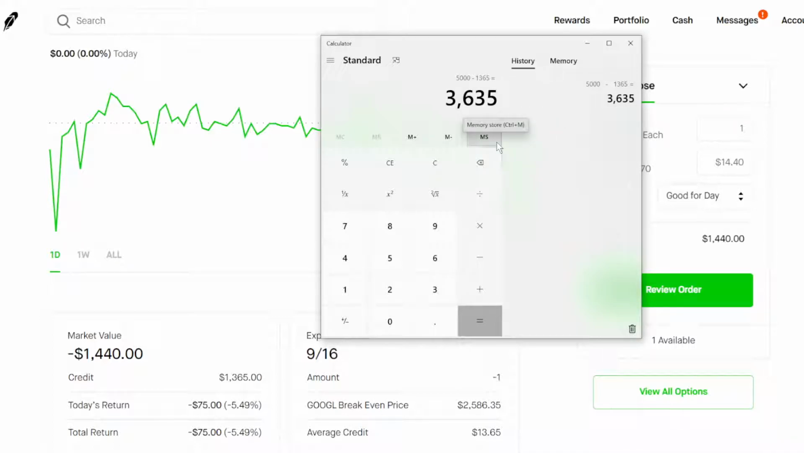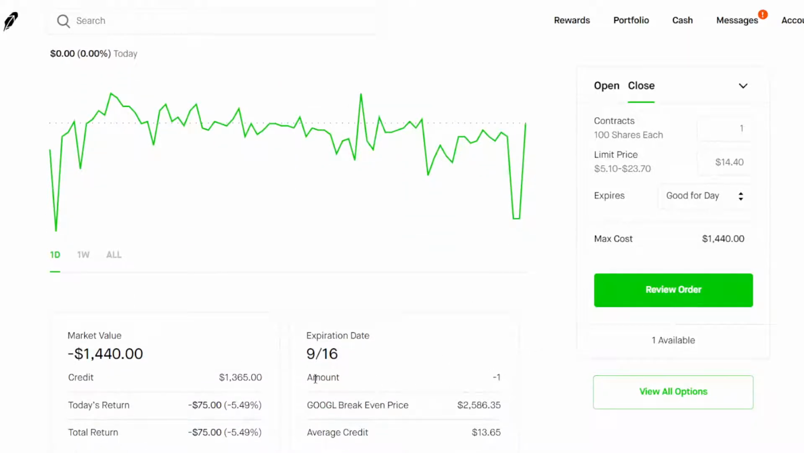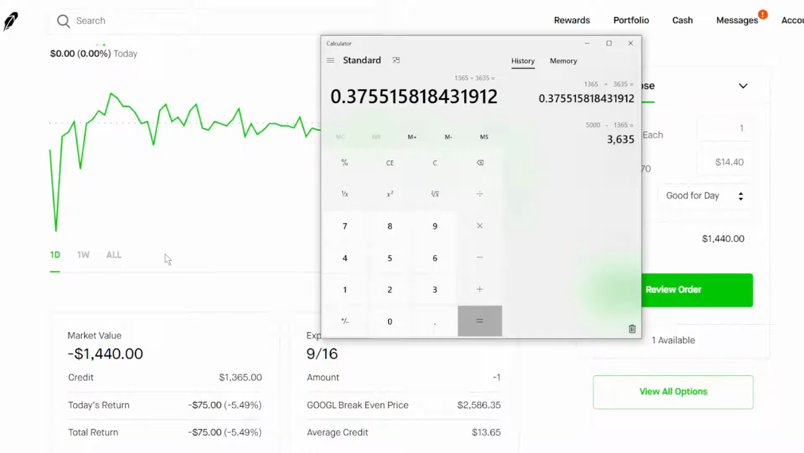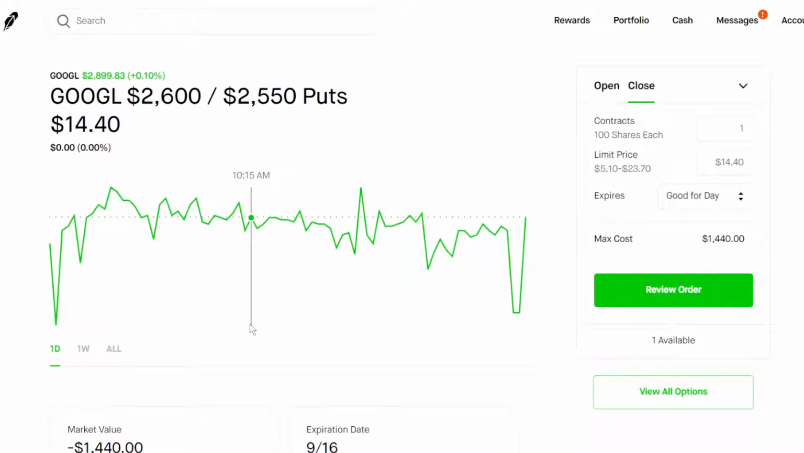And the percent return is going to be the credit divided by this collateral. So $1,365 divided by 3635, that's going to be around a 37.55% return by September. As long as GOOGL stays above $2,600, then we make the profit in full. And 37% in roughly half a year, a little over half a year, is pretty solid. We're not going for some crazy rich 1,000x gains. So this is going to be a long-term hold.